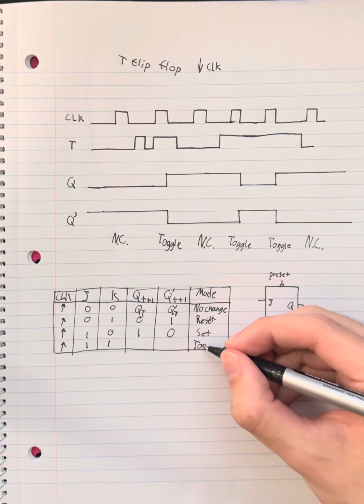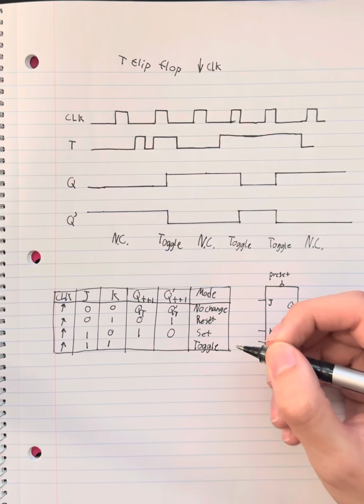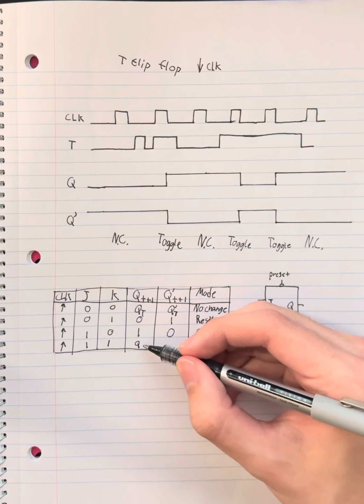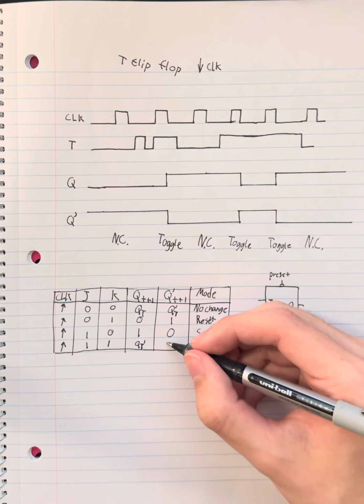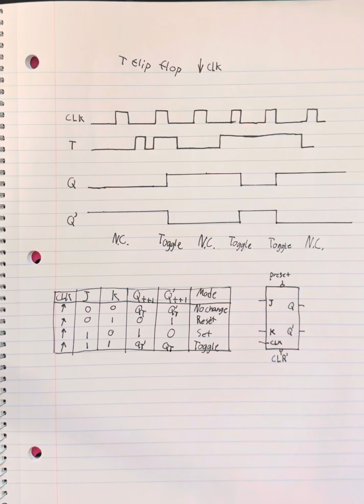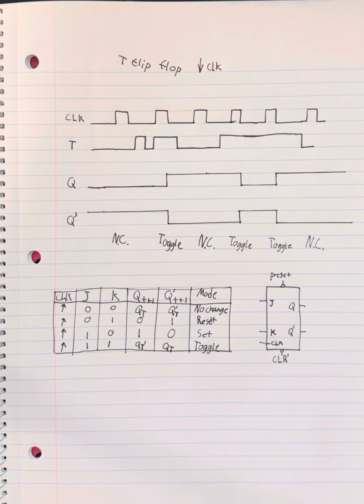And then toggle is going to be QT prime, QT, because it flips. If it's a 1, it'll be 0. If it's a 0, it's 1. And that's the characteristic table for that.